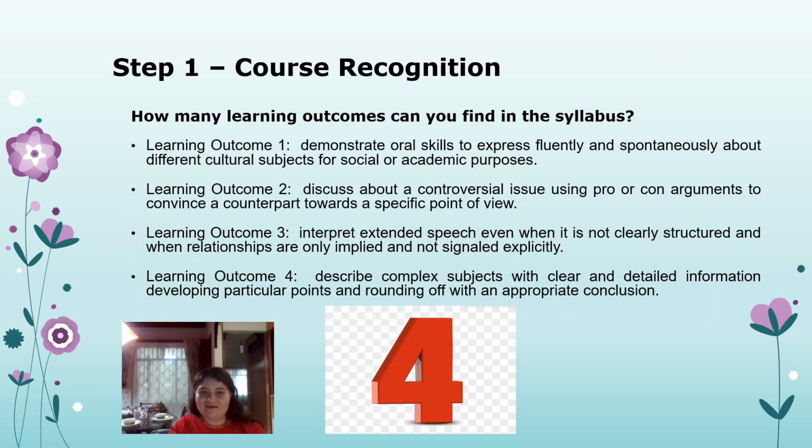How many learning outcomes can you find in the syllabus? Learning outcome 1. Demonstrate our skills to speak fluently and spontaneously about different cultural subjects for social or academic purpose. Learning outcome 2. Discuss controversial issues using pro or con arguments to convince and convert towards a specific point of view.